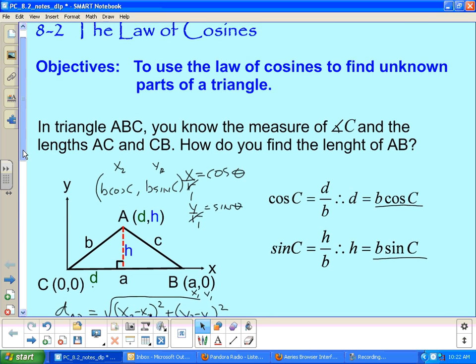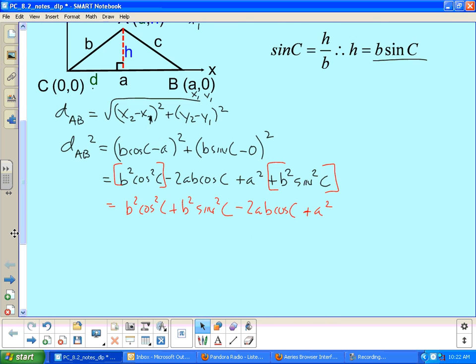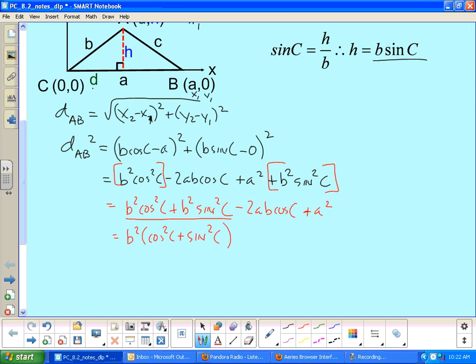So we've been developing the law of cosines. So we get that, and then here in this group, I'm going to factor out a b squared. The reason I'm doing that is because I want to end up with this. This is from chapter 6. That is one of my special identities.